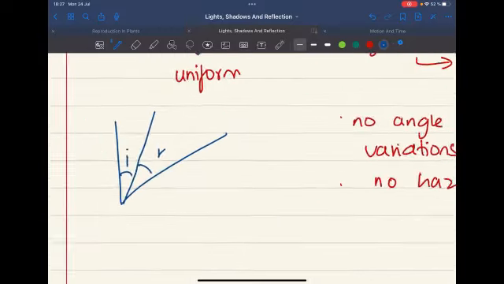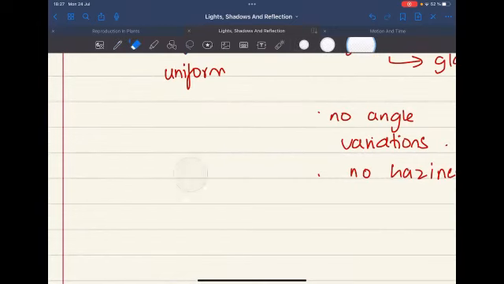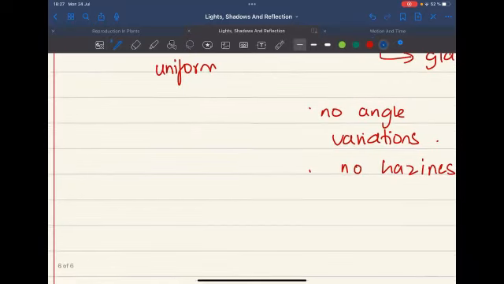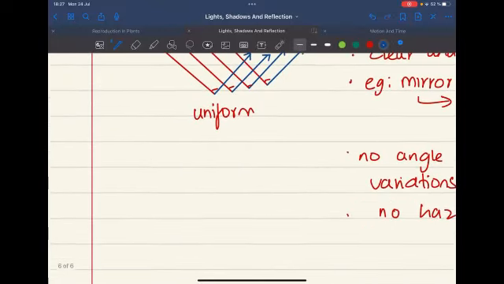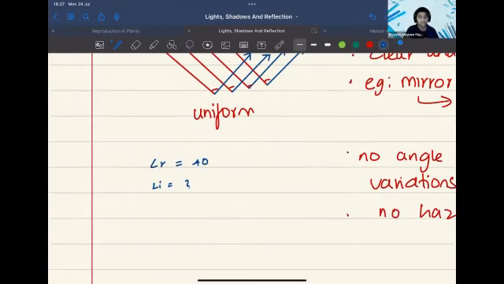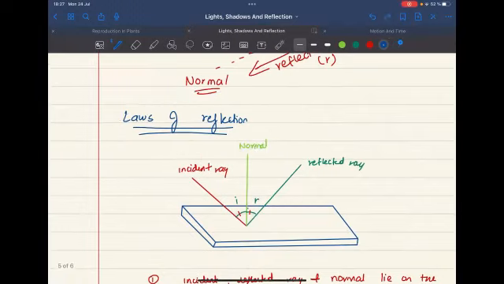They might tell you that if the reflective angle is 40 degrees, what is the angle of the incident light? If angle R equals 40, what will angle I be? Ma'am, 40. 40 only. Why? Because it follows the law of reflection. Okay.